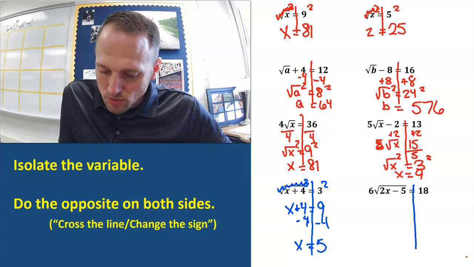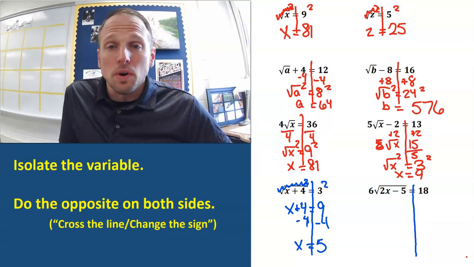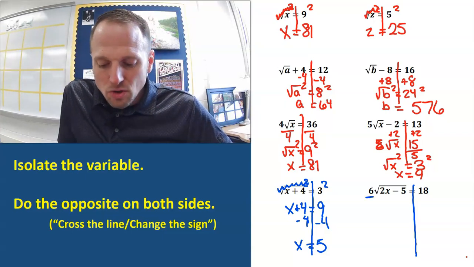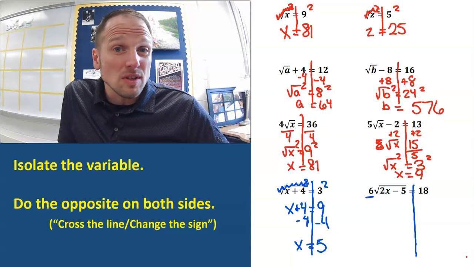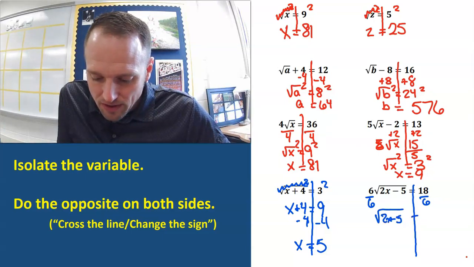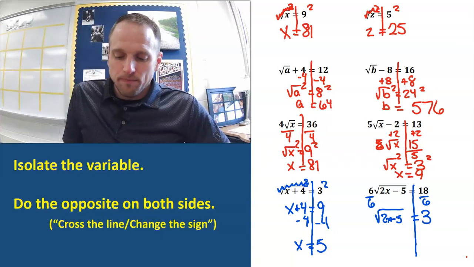Let's look at this next one. Okay, so, man, there's a lot of stuff going on over here. First thing I'm going to need to do is get rid of that 6 because it's outside of the square root. So let's just divide by 6. So now I've got the square root of 2x minus 5 is equal to 18 divided by 6 is 3.